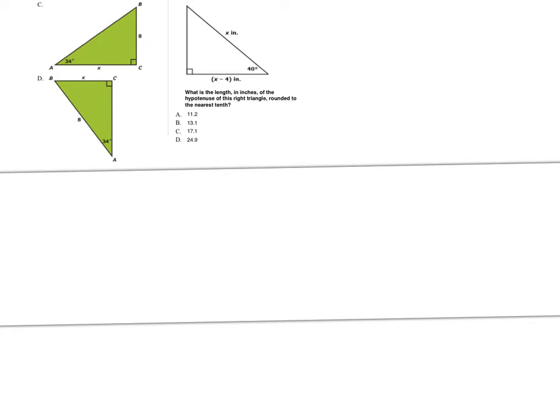All right, next up here, it gives us the 40 degrees right here, and then it gives us two sides, not numbers, but it does give us in terms of x, so I think we can still do this. It looks like they gave us the adjacent side and the hypotenuse, so I would use cosine. So cosine of 40 equals x minus 4 over x. And so then I would multiply the x over to the other side, so x times cosine of 40 equals x minus 4. From there, I would probably just switch this cosine 40 into a decimal to make it a little easier to work with.